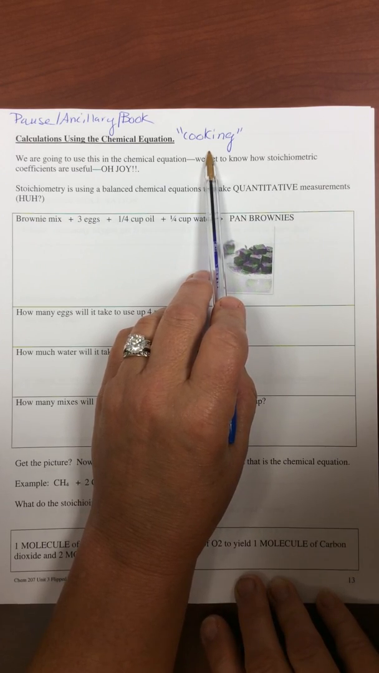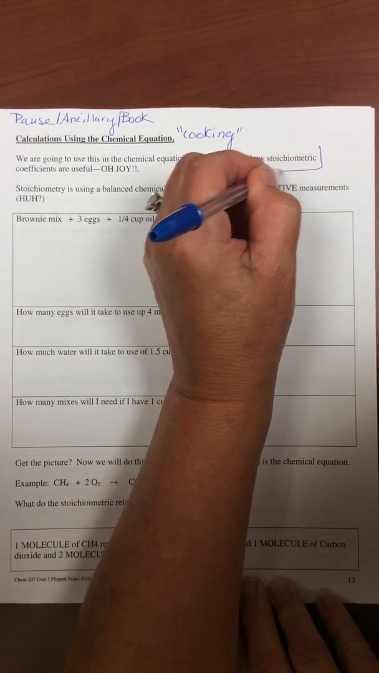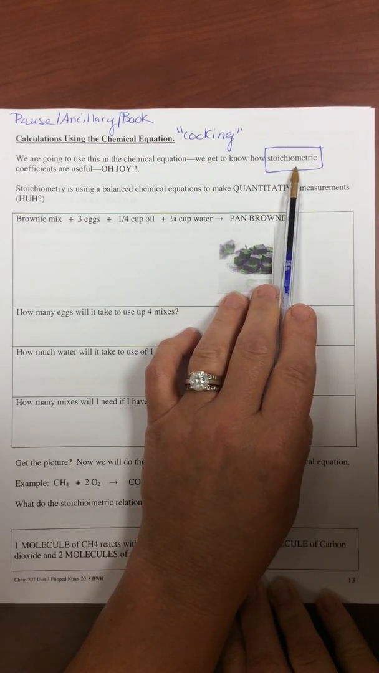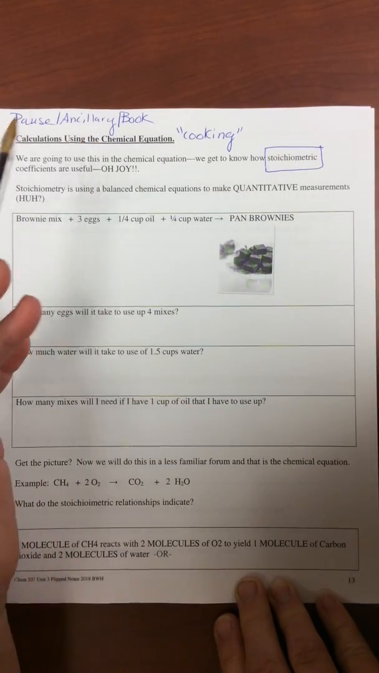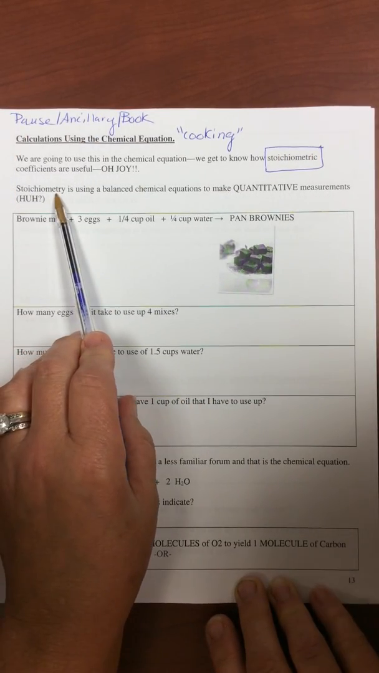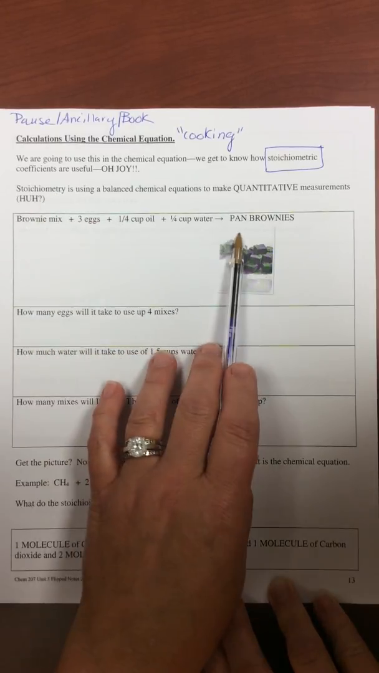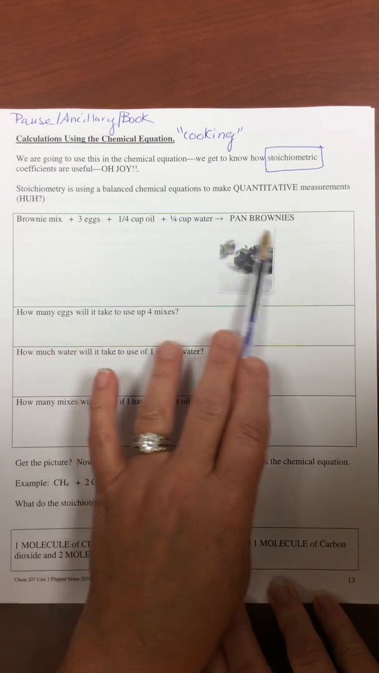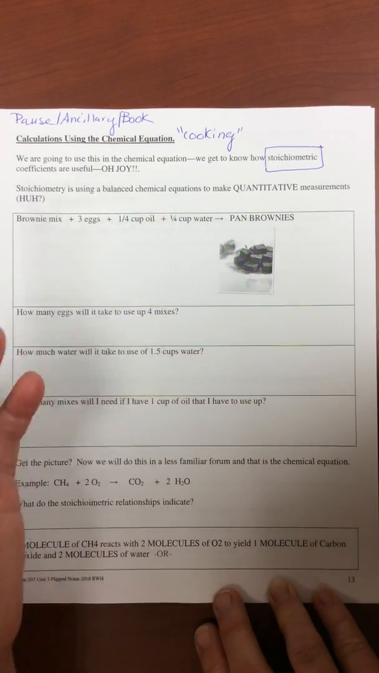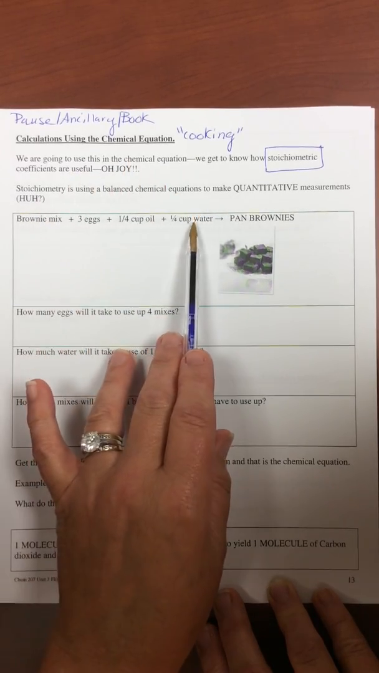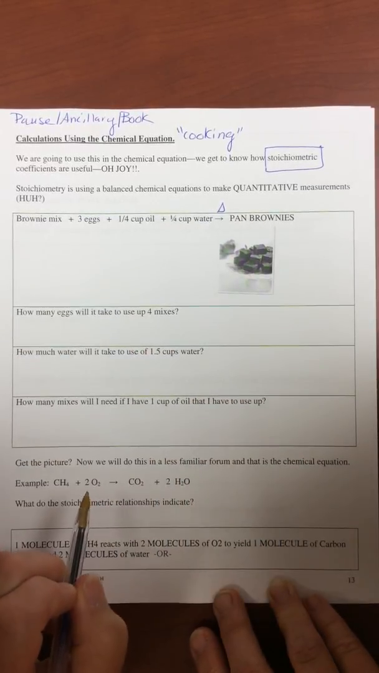Now, if we have stoichiometric coefficients, it shouldn't be a stretch to say that if we take those coefficients and put them into some sort of recipe, we're going to call that stoichiometry. So I like to start with something familiar. So let's make brownies. We have our brownie recipe: 1 mix, 3 eggs, 1/4 cup of oil, 1/4 cup of water, heat it up in the oven, and we get our pan of brownies.